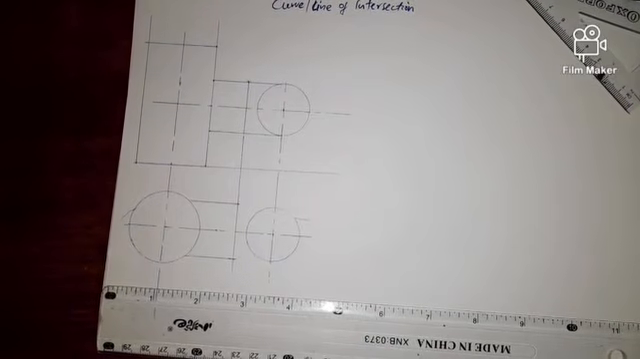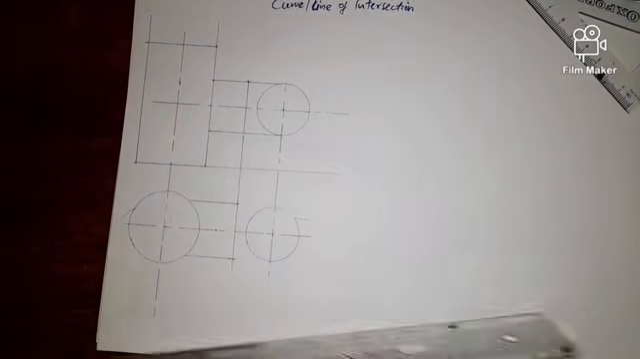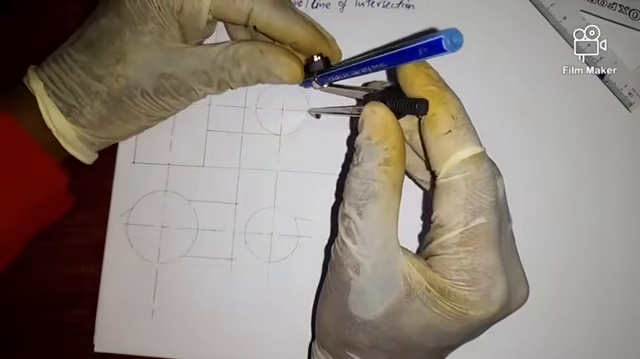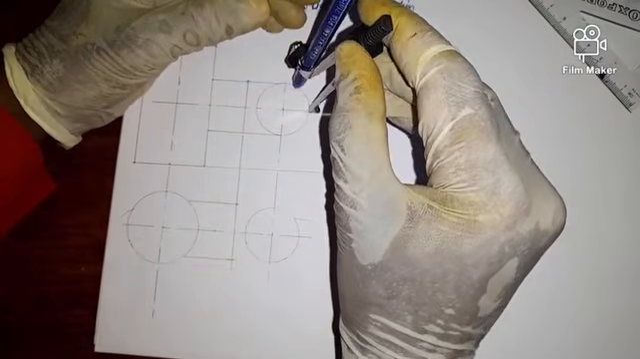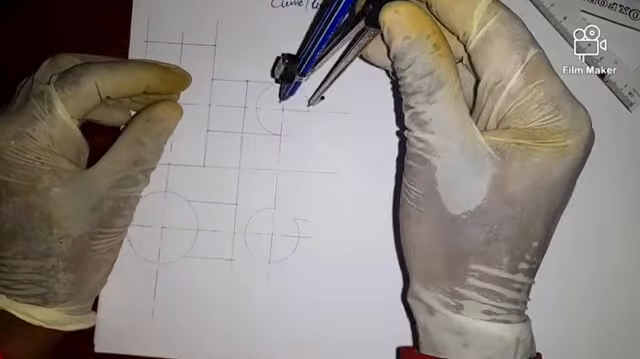Once we have this, we are going to divide the circles into 12 equal parts. So we can start with the first one. With the radius, we can make those arcs up and down.